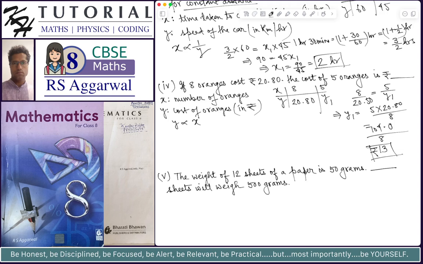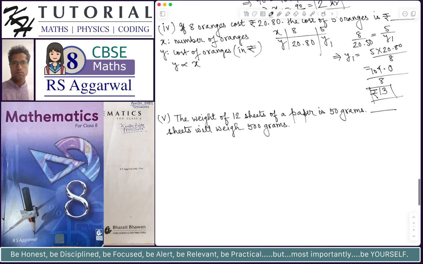Since the two quantities are directly proportional to each other, if the cost of 8 oranges is rupees 20.80, then definitely the cost of a smaller number of oranges will be less than 20.80. So the cost of 5 oranges is coming out to be rupees 13, which is less than 20.80. So the answer is consistent.